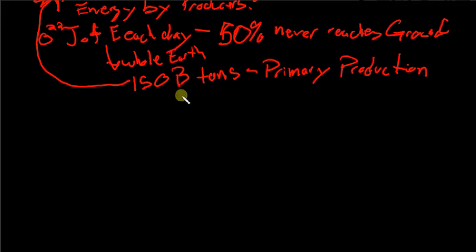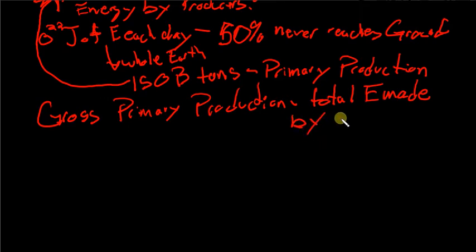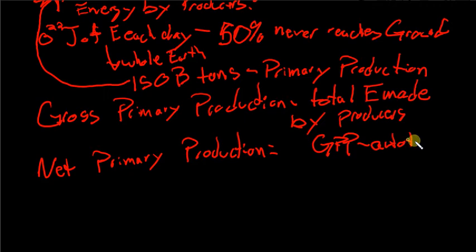However, we can say this in terms of gross production. So that's the total energy made by producers. And a more useful number is what's called the net primary production. And that is when we take the gross primary production and we subtract from it what autotrophs, what the producers use for food. So they need some of that energy to keep themselves alive, and so we'll call that autotrophic respiration.